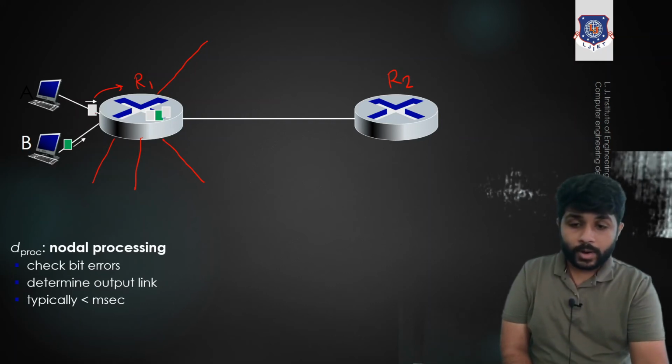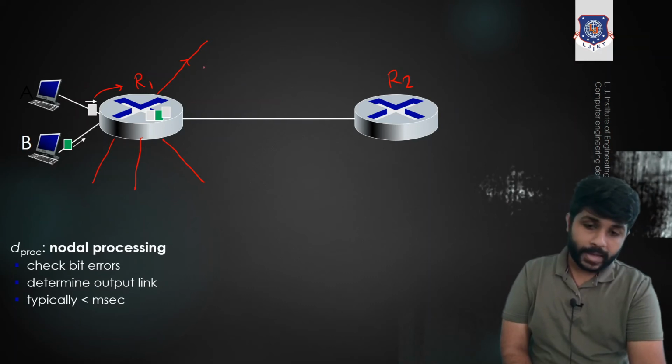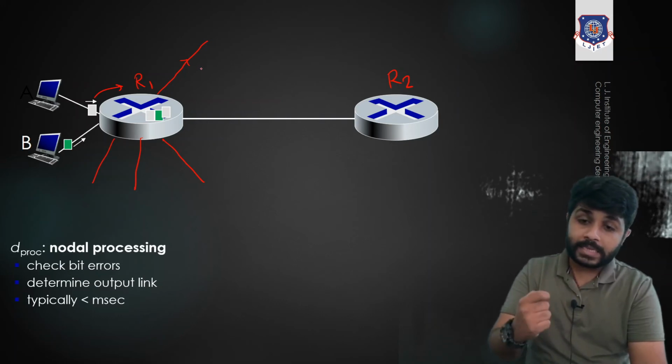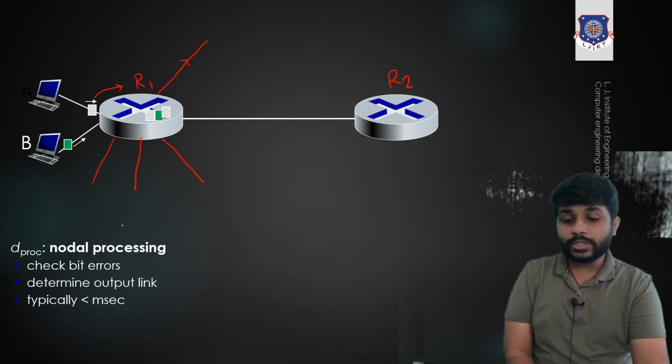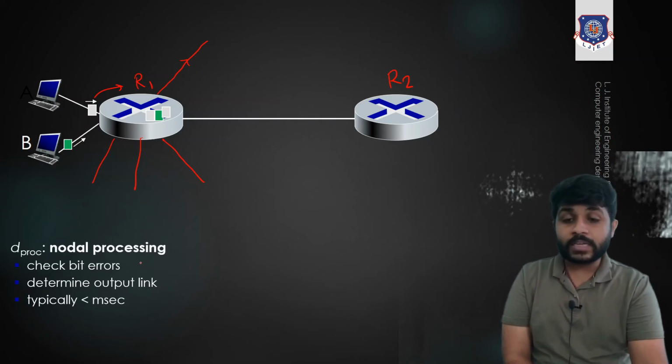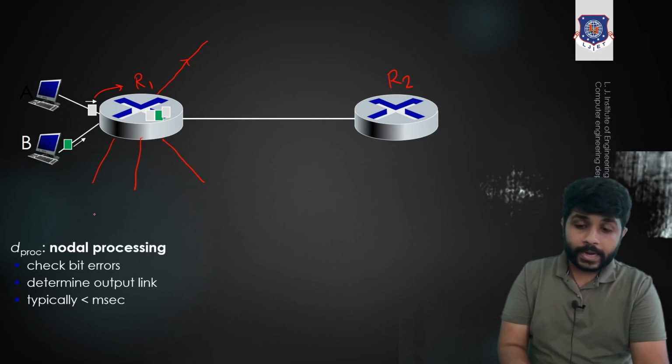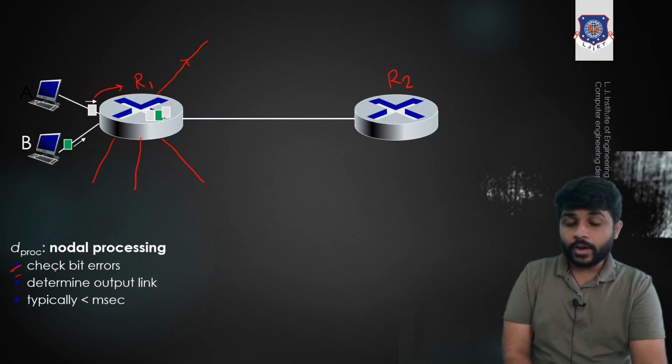So when router R1 receives the packet, it will analyze it and select one path from all the available paths in order to deliver the packet. The time required to analyze the packet and decide which path would be the best path is known as nodal processing delay. During the processing of the packet, the router also checks whether the packet contains any error or not.